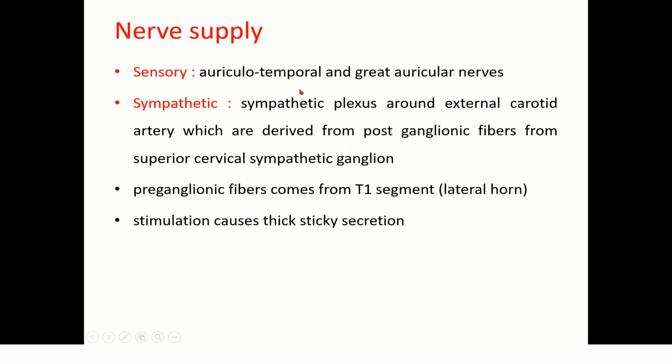Nerve supply: auriculotemporal nerve and great auricular nerve. Sympathetic plexus around the external carotid artery, derived from postganglionic fibers from the superior cervical sympathetic ganglion. Preganglionic fibers come from the T1 segment. Stimulation causes thick, sticky secretion.